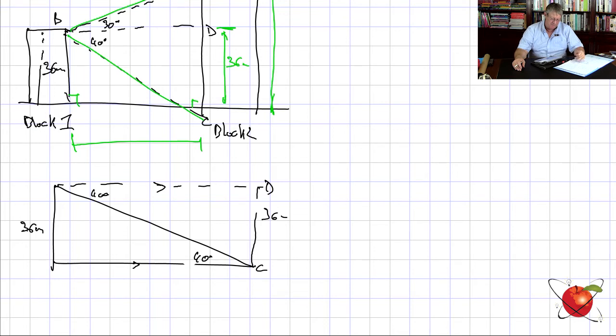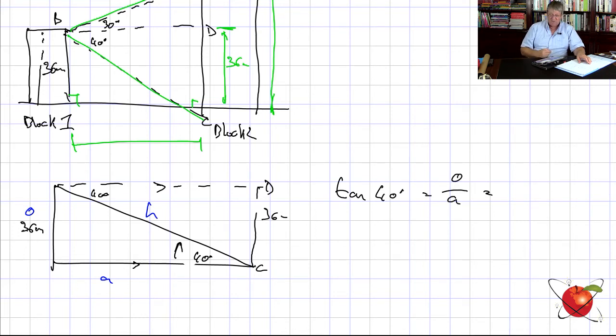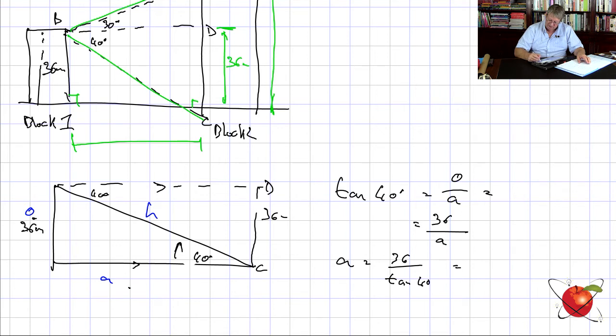So now what do we say? Let's work it out: if that's 40 degrees, I can work out how far apart the buildings are. Tangent of 40 is opposite over adjacent. I must say opposite, adjacent, hypotenuse. Therefore, tan 40 degrees is equal to O over A, which is 36 over A, or the distance if you like, and therefore A is equal to 36 over tan 40, which is equal to 42.9 meters.